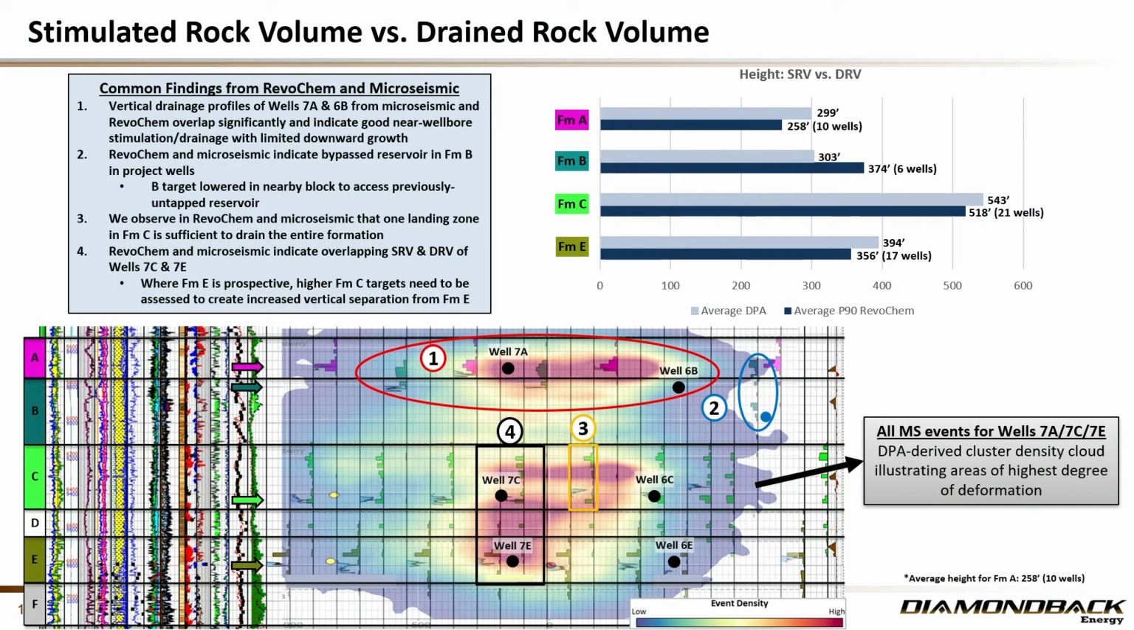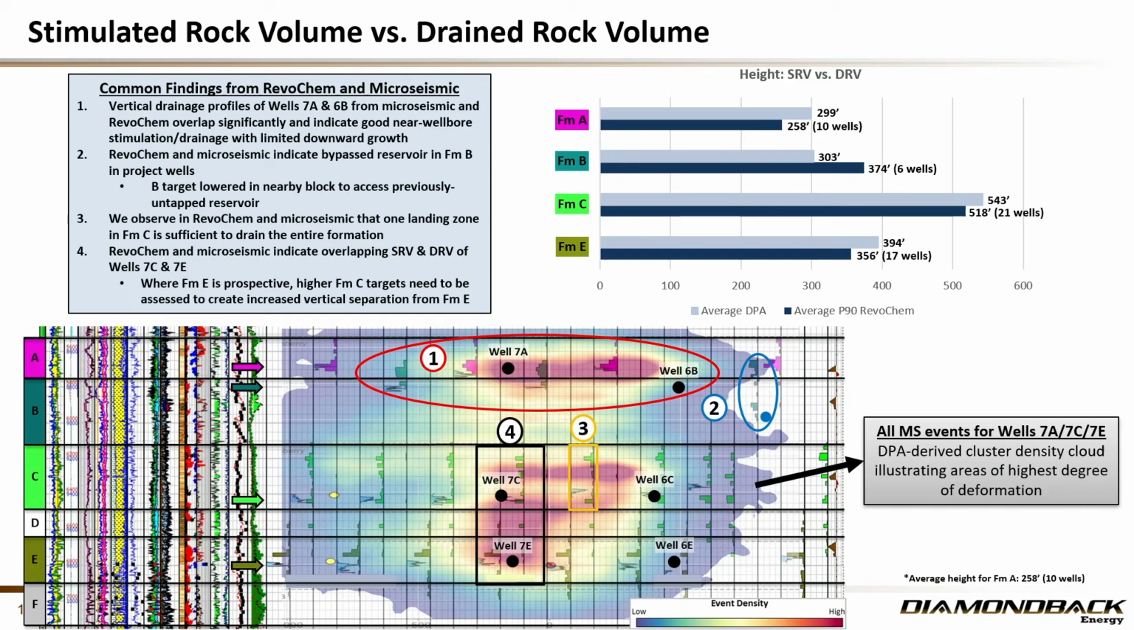So now we'll talk about the stimulated rock volume as defined by the microseismic project versus the RevoChem-derived drained rock volume. Now it's important to note here, while we're comparing microseismic results, we are solely looking at height here and not frac half-lengths. So your eyes are probably drawn immediately to the image down here at the bottom.